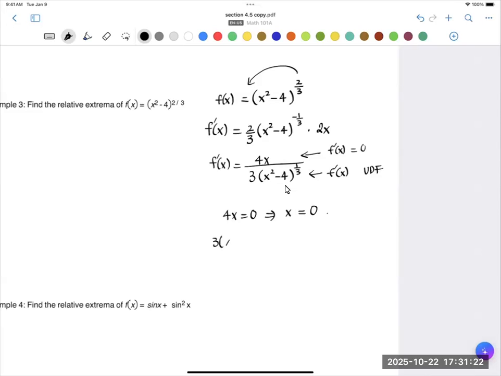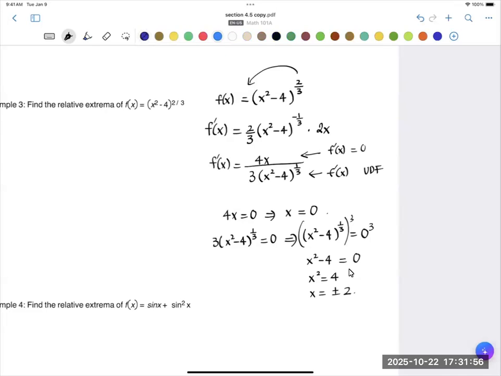So 3 times x squared minus 4 to the power 1/3 equals 0. When you divide by 3 on both sides, it just becomes 0. And you have x squared minus 4 to the power 1/3 equals 0. Then you can get rid of the 1/3 by cubing both sides, and we will have x squared minus 4 equals 0. So that gives you x squared equals 4, and x equals plus and minus 2.